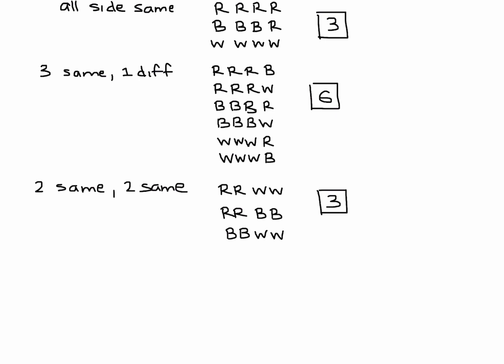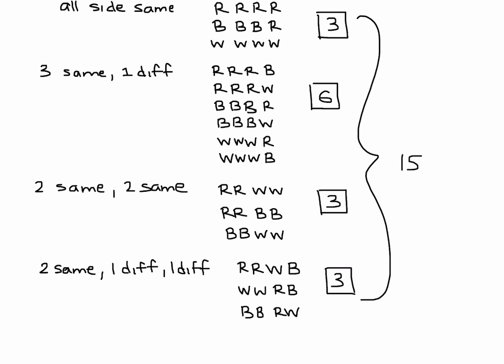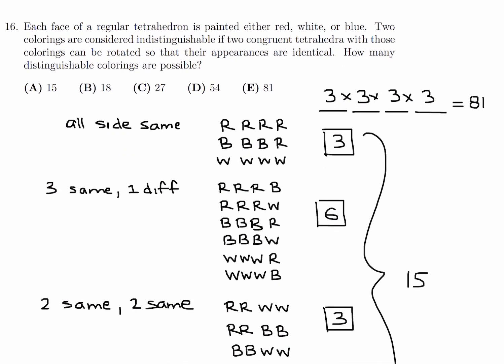to look the same. And then finally, the last scenario is 2 same, but then 1 different, and then another one different. So for example, it would be red, red, W, blue, or W, W, red, blue, or blue, blue, and red, white, like that. And that gives me another 3. And that's it. The good news is we're done. So the total is what? Here, 15. So there you go. That's the answer to the question for number 16. So that would be choice A.